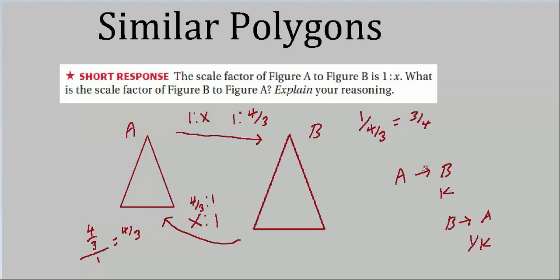So you go this way, you use your scale factor of k, you go the other way, use your scale factor of 1 over k, and your A will be right back where you started, which is of course what you want.